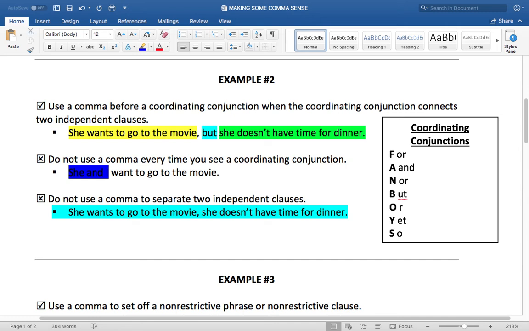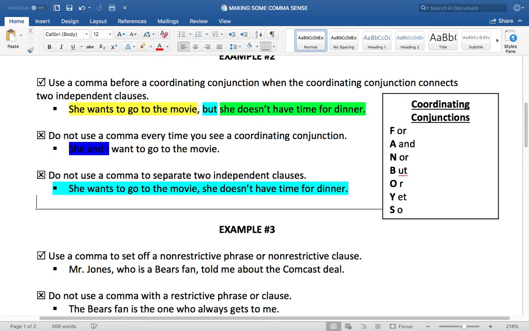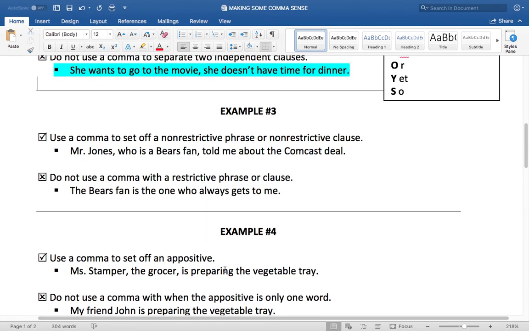So the one from your textbook is, "I rode, but he walked." And in this case, let's take that highlighting off. "I rode" and "he walked" are both independent clauses, and they are conjoined by "but." Because each of them has fewer than 4 words, this grammar book says you do not need to use a comma before the "but" here. So you don't need that in this case. All right, let's move on to example 3.